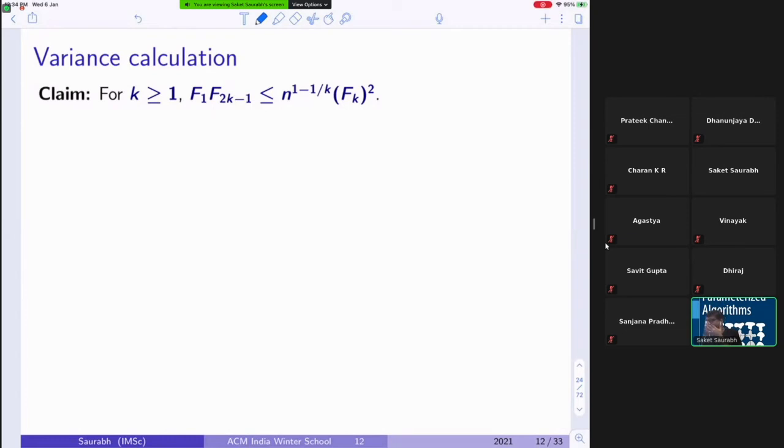Now I want to do something different for you. Now we know that the variance of y is at most k times F1 times F_{2k-1}. But what is our expectation? The expectation of y is Fk whole square.